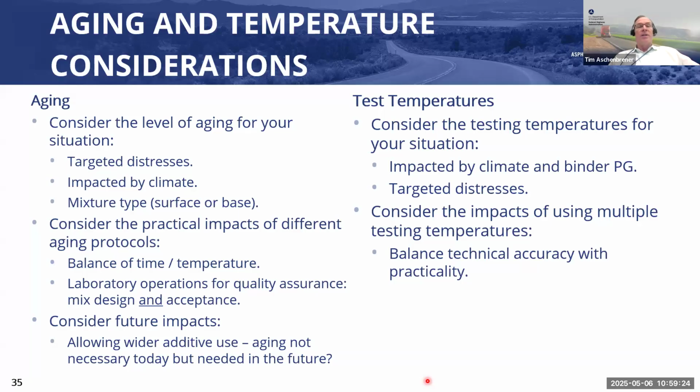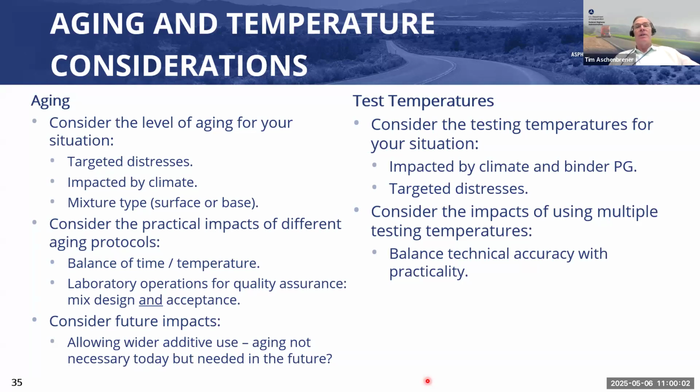And another consideration is the future. You have mixes that you're used to seeing now, but as we know, things are going to change. There could be more additives. There could be more use of warm mix asphalt. There could be more use of recycling agents. So things you're doing today may not be what you're doing in the future. And some of these things, like warm mix asphalt and recycling agents and others, can be impacted greatly by the amount of long-term aging that's done. So the future needs to be a consideration.